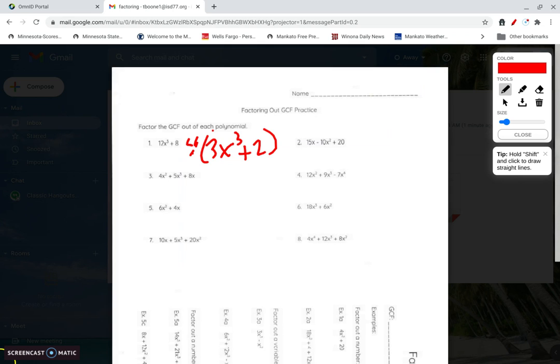So if you distribute that 4 back in there, you should get what we started with. So it's kind of like working backwards of the distribution property. That's what factoring kind of is. So think of it as undistributing in many ways. All right, so let's try number 2.